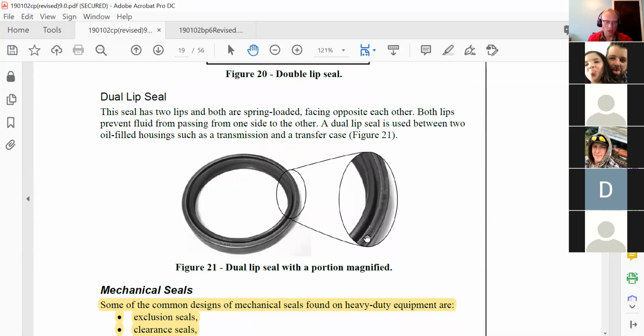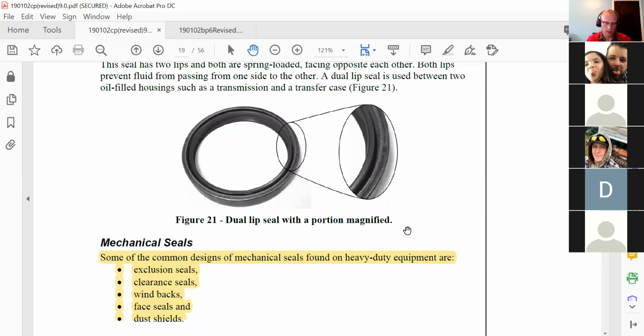So this one, the dual lip seal, is something you might see when you have two different housings that need to have oil separated from each other. Some auxiliary transmissions might have that, where the main case is separated from the auxiliary case. They have separate oil reservoirs. You'd put a seal like that in between the two.